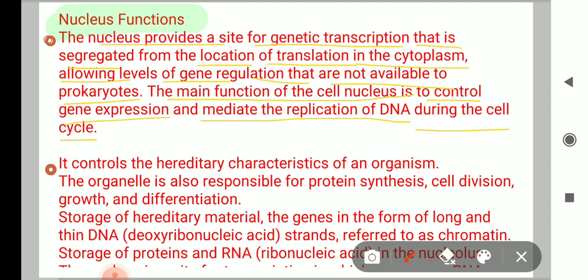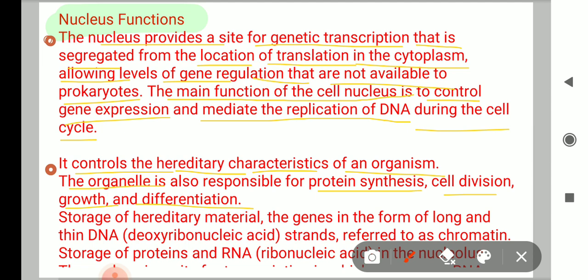Its main function is to control gene expression, and it also helps in the replication of DNA. Replication means a DNA molecule is copied to form daughter DNA molecules. The nucleus also controls the hereditary characteristics of an organism, from one organism to the next. The organelle is also responsible for protein synthesis, cell division, and cell growth and differentiation.